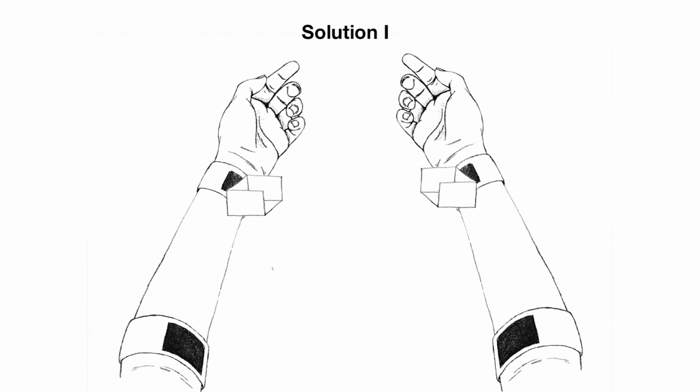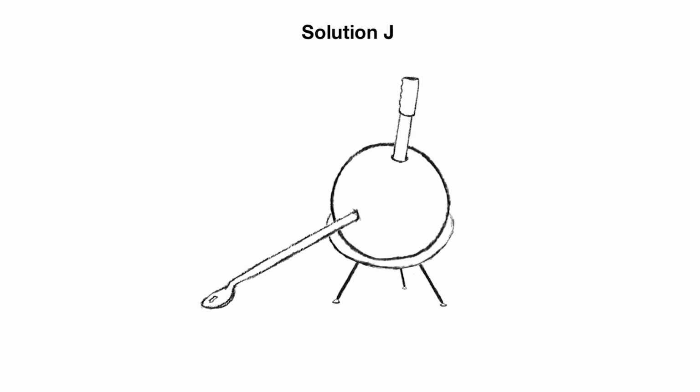Solution I is a series of half cups attached with magnets. Here, the child scoops the food from the plate and then transfers the cups up to the mouth to eat. In Solution J, the team proposed using a ball and socket joint. Here, the child can manipulate a lever that moves the spoon from the plate to the mouth.